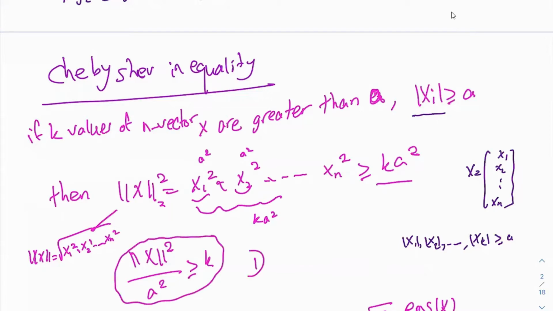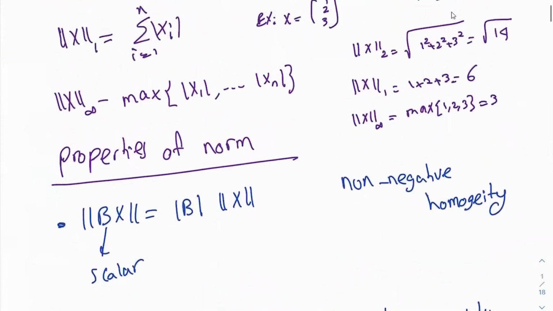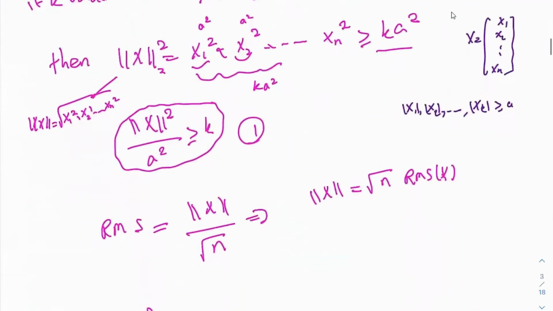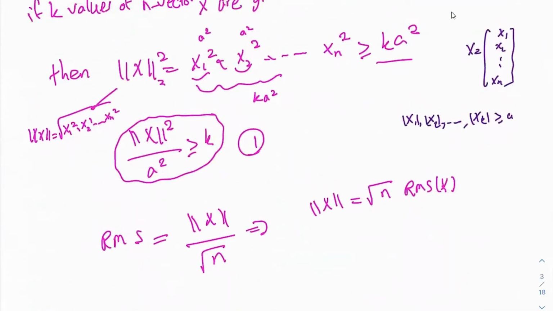I wanted equation 1. Let's see, I have not used equation 1 anywhere. Yes, I'm going to use equation 1. So it says the Euclidean norm of x squared divided by a squared is greater than or equal to k, right? Okay.